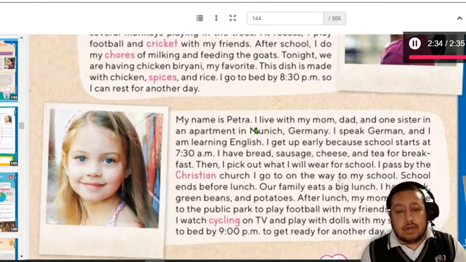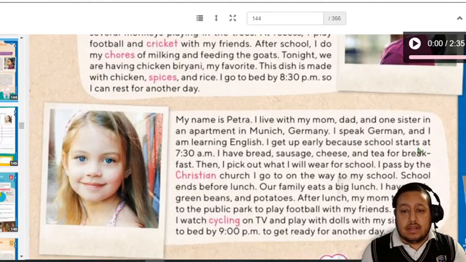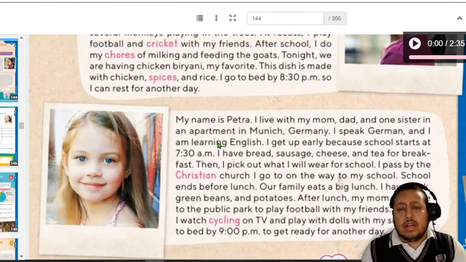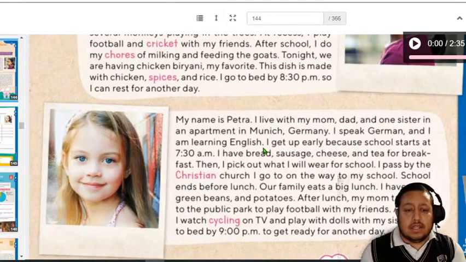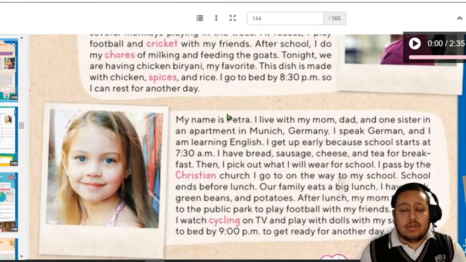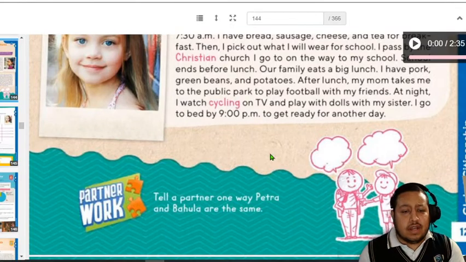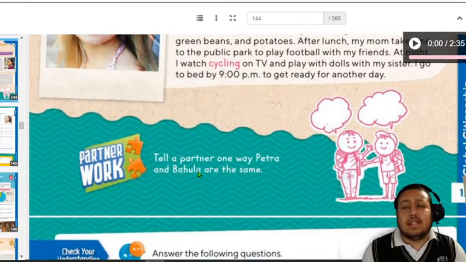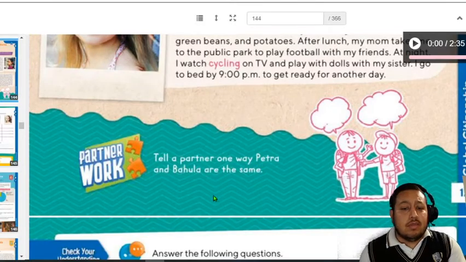Okay, guys, so look at Petra. She's German, right? So she speaks German. That is interesting. This is Alemania. She's learning, like you, to speak English. That is nice. So, guys, here, circle the new words that you find, right? What are they the same? How are they the same? It says here, tell a partner, but you're going to write it here.